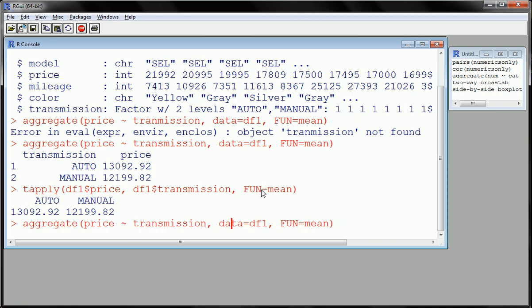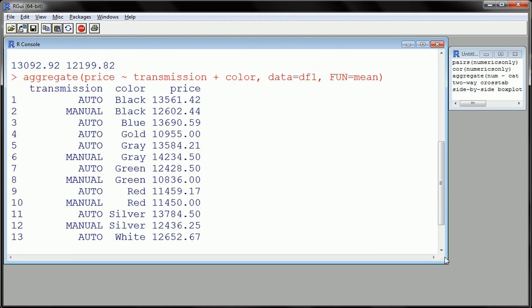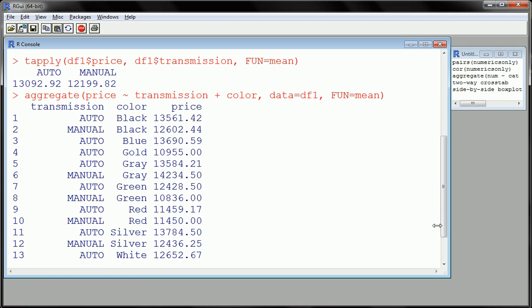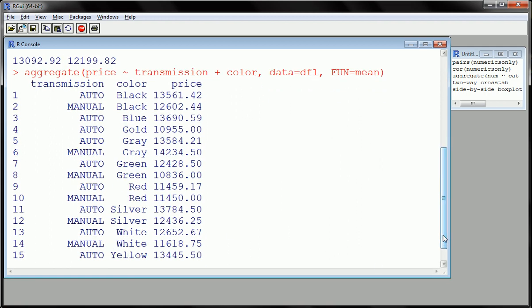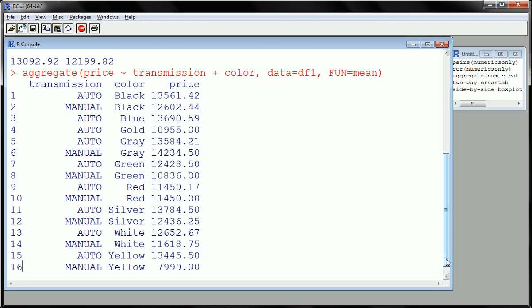With aggregate, we can actually add another layer of information, another categorical variable, let's say color. So I want to know the mean price for each level of transmission at each level of color. So let's hit enter and see what it does. And you see we get quite a lot of information here. So line by line here, there are 16 lines because there are 16 combinations of colors and transmissions.